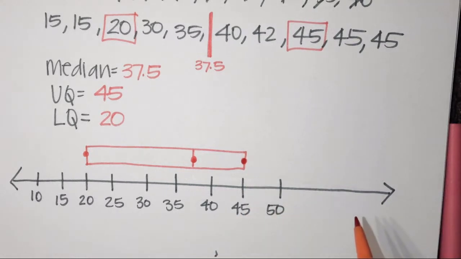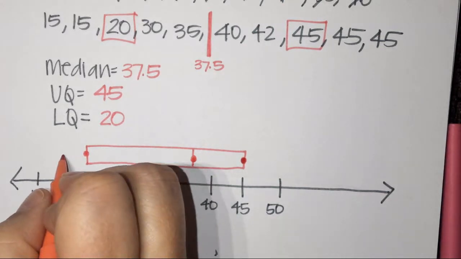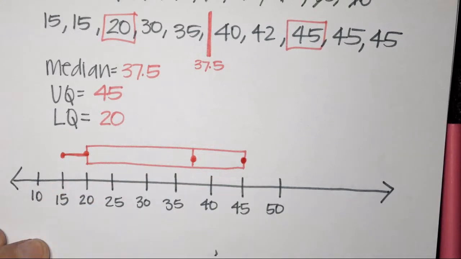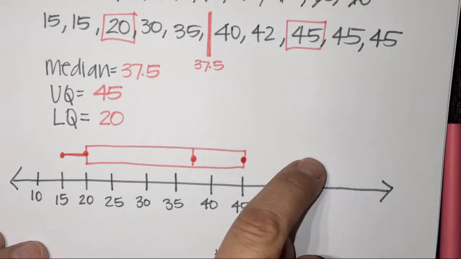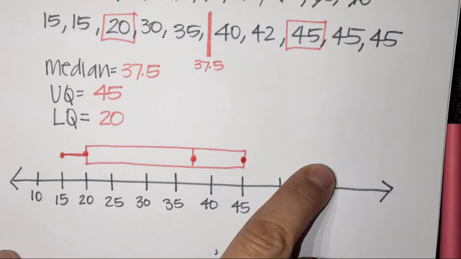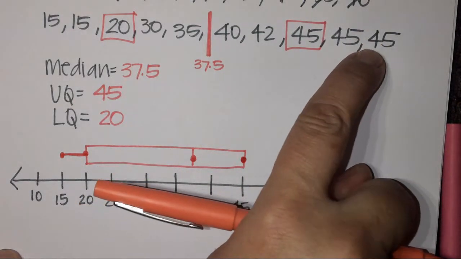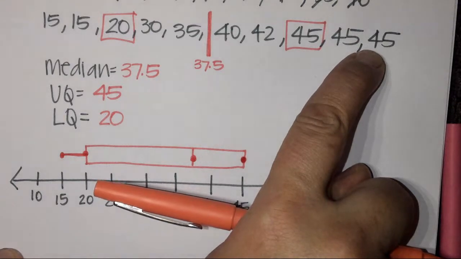So what's my lowest value? 15. Okay? So my lowest value is 15. I come and I draw a dot and draw a whisker. Typically, I would have a dot out here and would draw a whisker to it. But since my upper quartile is the same as my highest value, I don't have a whisker.